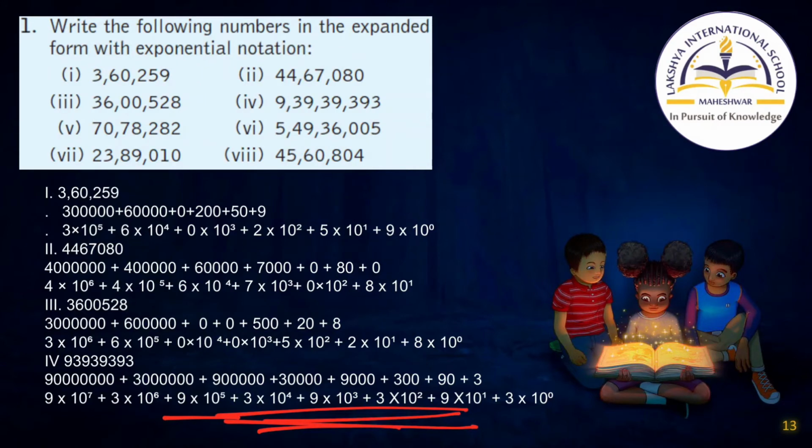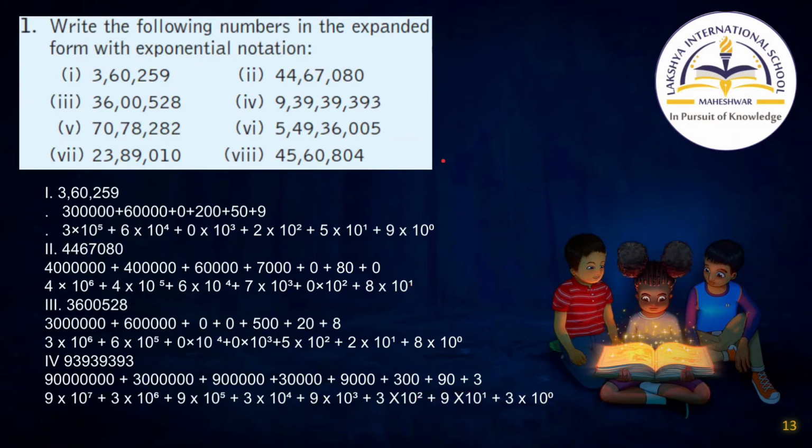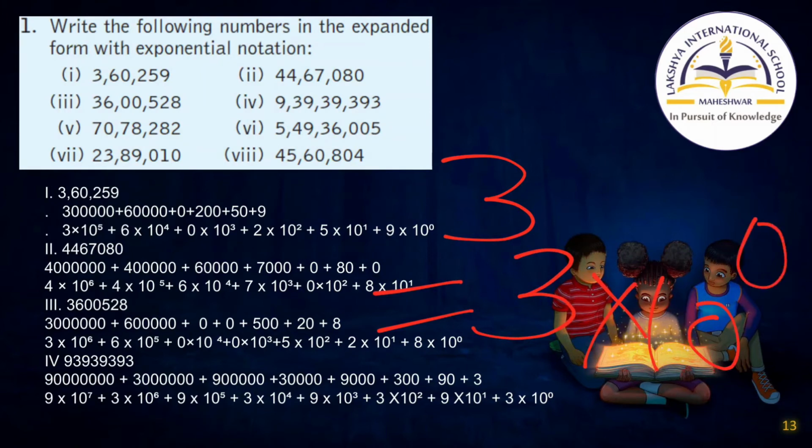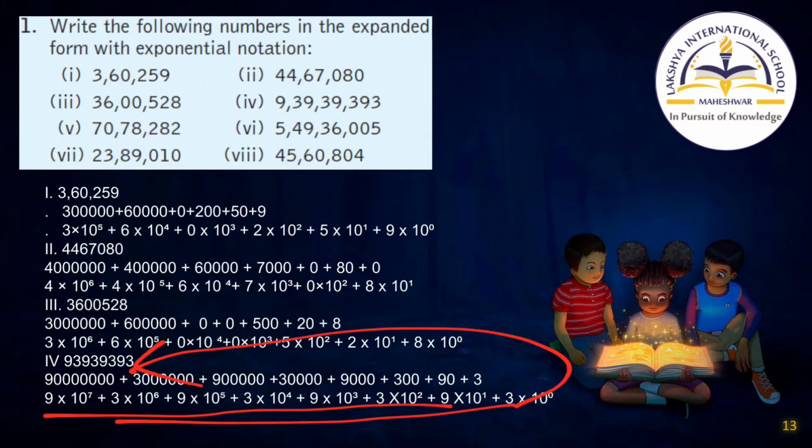Now for the last one, you can see 90. How we can write? 9 into 10 to the power 1. And for 3, how we can write? 3 into 10 to the power 0. Because any number with power 0, we will get 1. 3 into 1, we will get 3. So we have to write like this. When you solve this one, you will get the same answer.